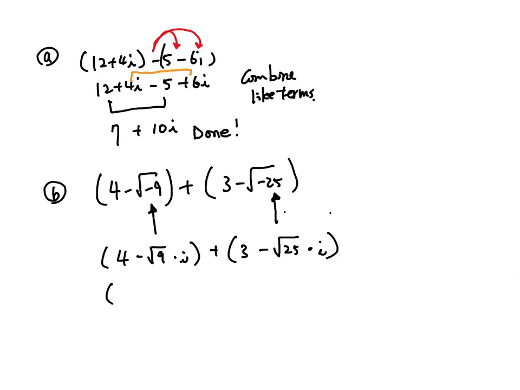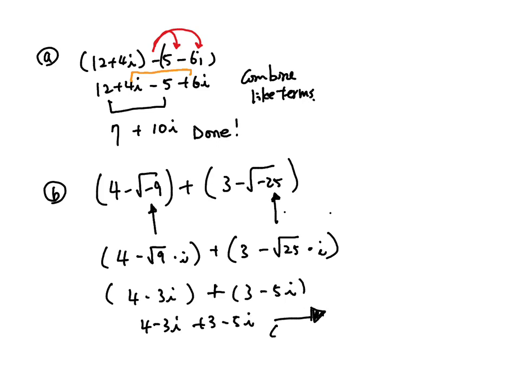So what we end up having is we took the negative 1 out from the radical, so it becomes an i. And so now simplify, you get 4 minus 3i plus 3 minus 5i. Combine like terms, you get 7 minus 8i. Okay? Again, pretty straightforward.